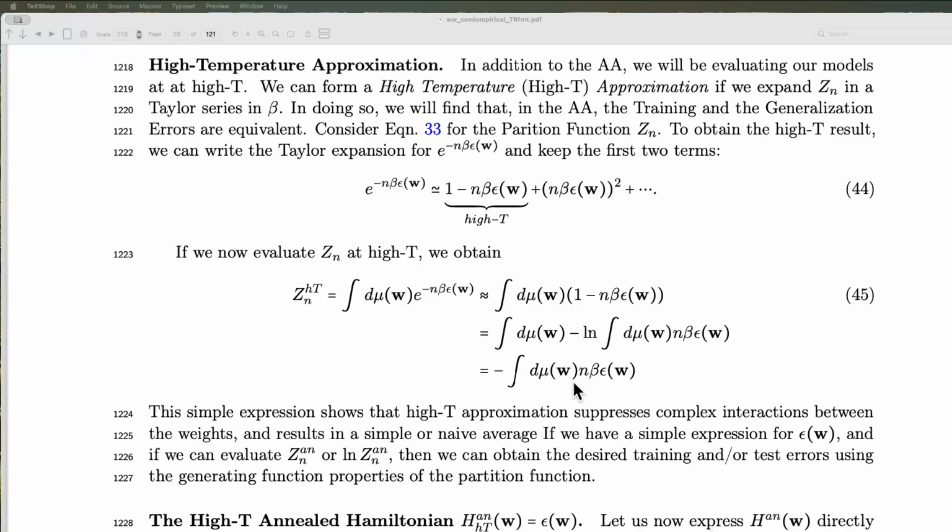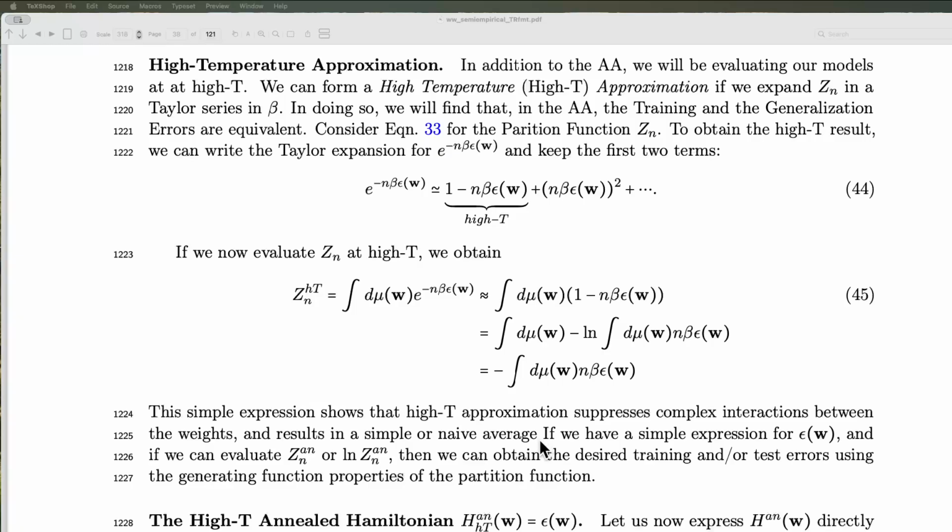So it simplifies tremendously, and this is why at high temperature in the annealed approximation, you get this very nice result where the annealed potential just appears as an average over the weights. This simple expression shows that the high T approximation suppresses complex interactions between the weights and results in a simple or naive average.